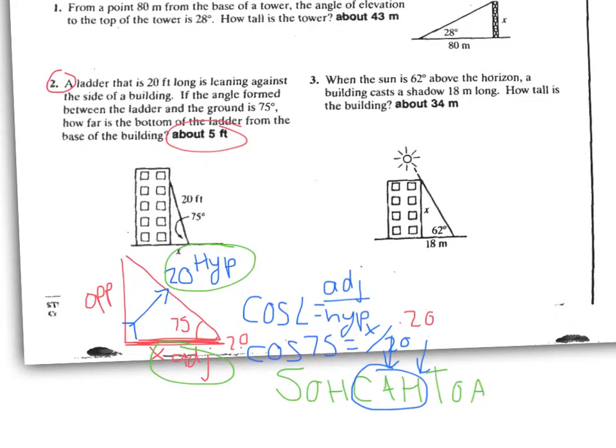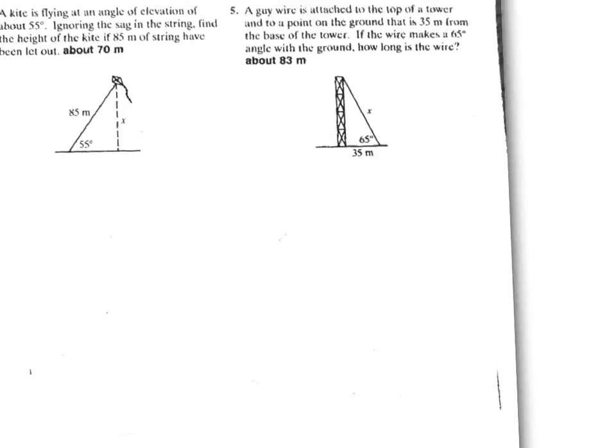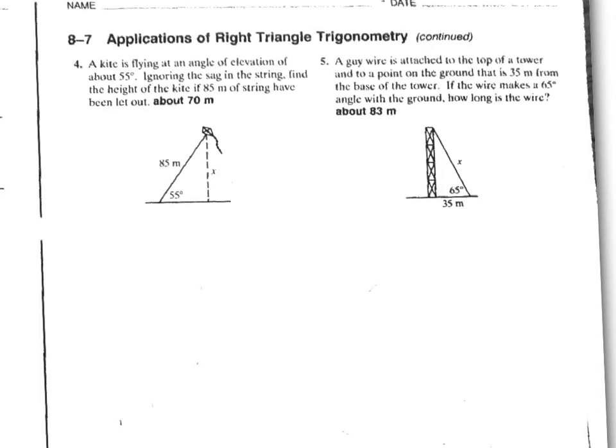To go on to the next section, 4 and 5, let's do number 4. It says a kite is flying at an angle of elevation of about 55 degrees. Ignoring the sag in the string, find the height of the kite if 85 meters of string have been let out. So here's the 85, and I'm looking for x.